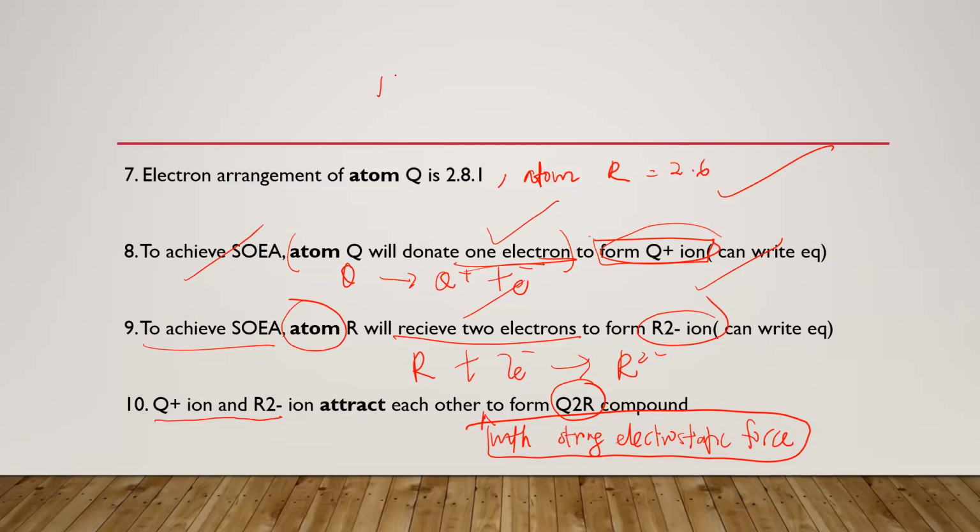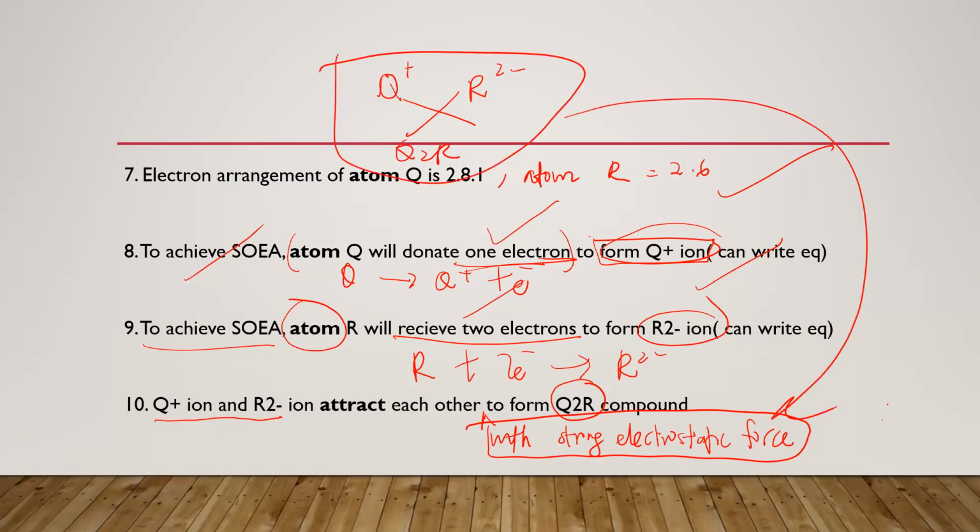So Q. This is an ionic compound, and R is R2 minus. When teacher cross-multiplies, I'm just going to get Q2R. Okay, that's it. This is for an ionic compound. So that's how I know I get Q2R.